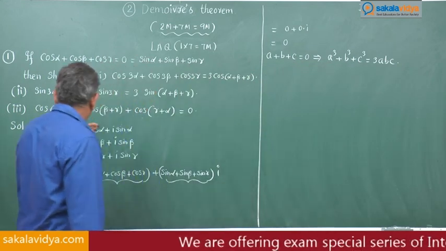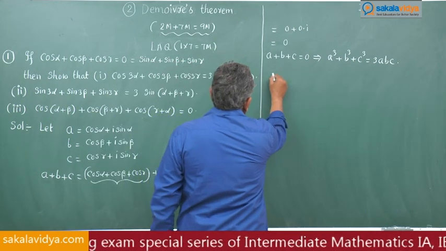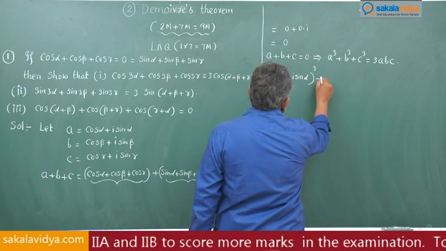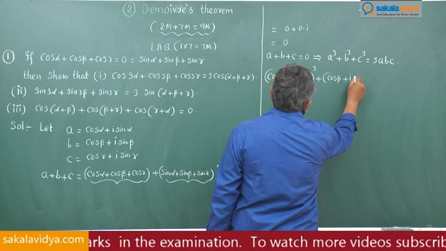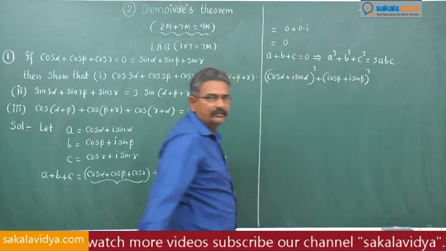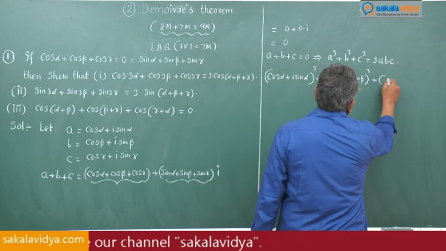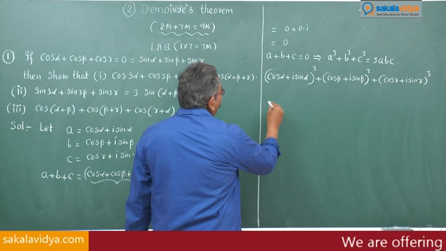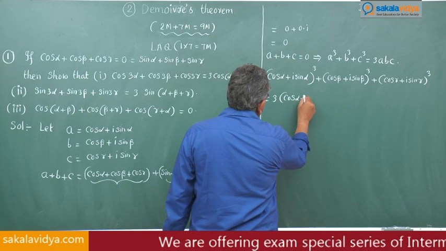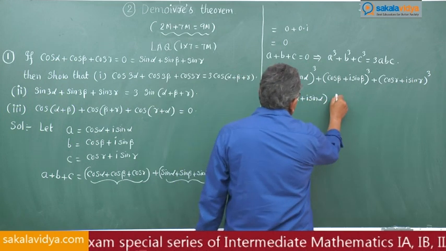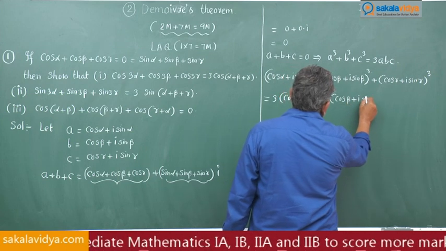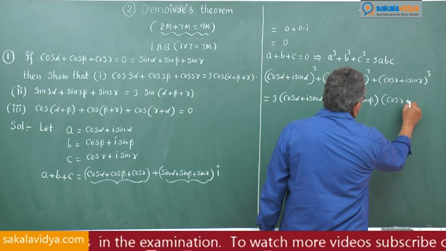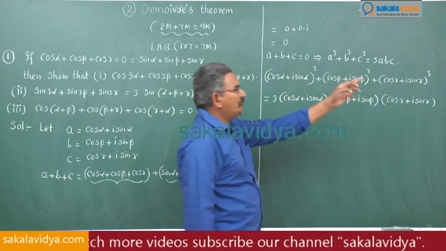So, now replace a value, b value, c value in that one. So, we have cos alpha plus I sin alpha whole cube plus cos beta plus I sin beta whole cube plus cos gamma plus I sin gamma whole cube is equal to 3 times cos alpha plus I sin alpha into cos beta plus I sin beta into cos gamma plus I sin gamma. Here apply the De Moivre's theorem.